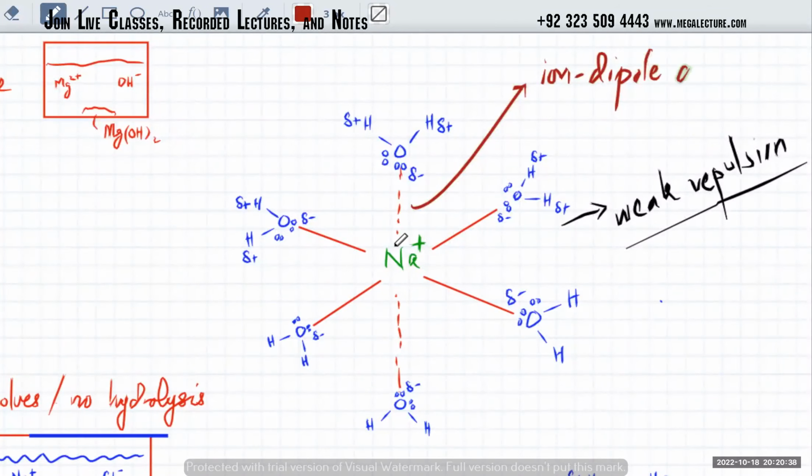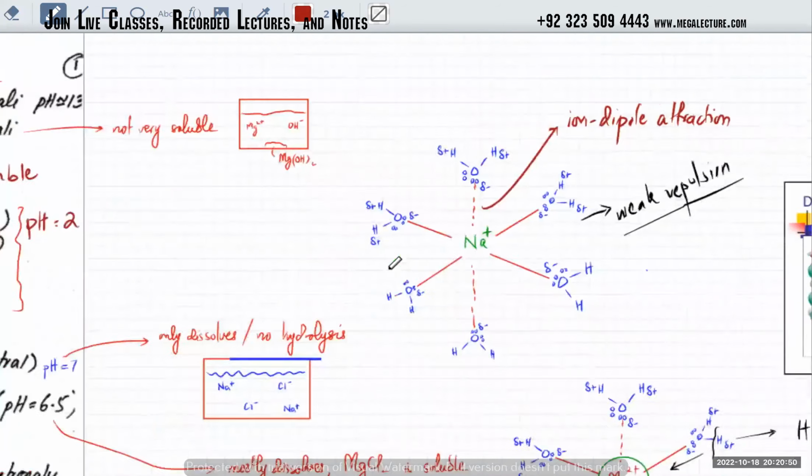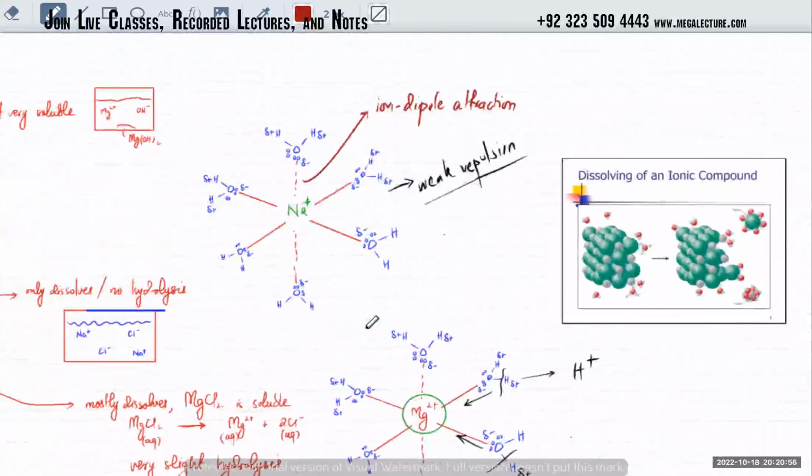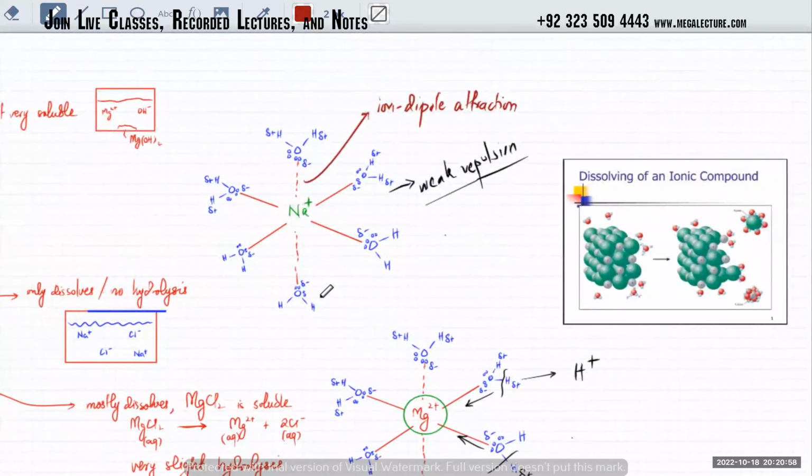So that's an ion dipole attraction. In ion dipole attraction, what happens is that when the sodium ions dissociate, the water molecules quickly come in and surround them. So when they dissociate from the crystal over here, they can no longer form the crystal back again because they're completely surrounded by water molecules.